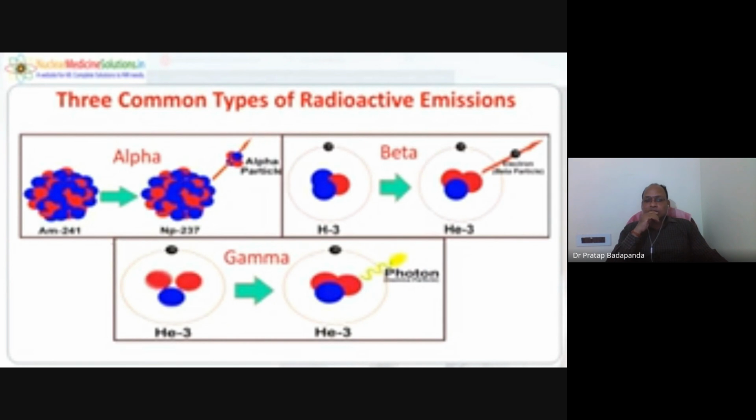Then there is a decay called beta decay. When tritium comes to helium-3, there is a decay called beta decay. It clearly shows that when beta decay is taking place, an electron is coming out. Similarly, gamma decay. Gamma decay is nothing but when an isotope comes to another state of the isotope, there is some excess energy in the nucleus which comes out in the form of radiation, and these are called photons. It means we have three different kinds of decay, alpha, beta and gamma, and most of the radioisotopes decay by this particular mode.